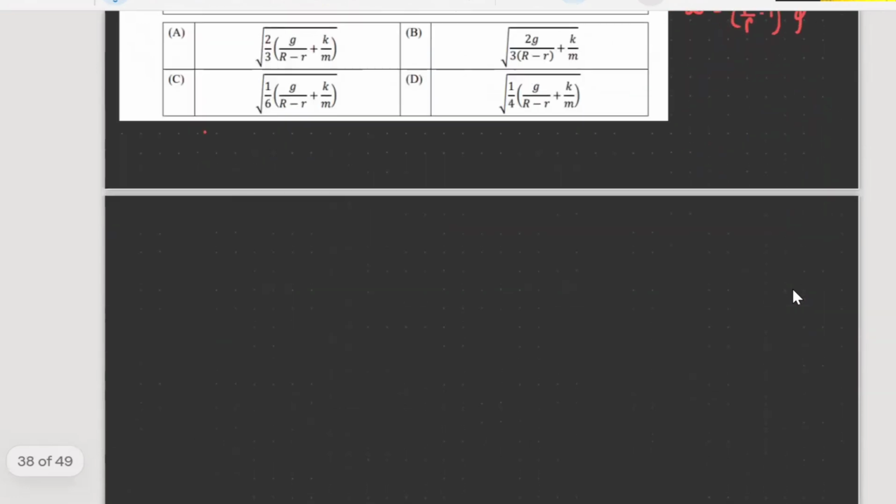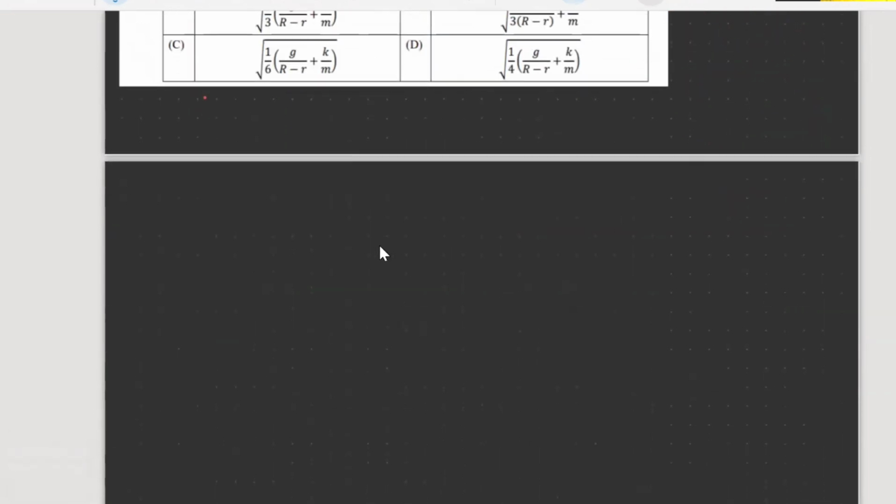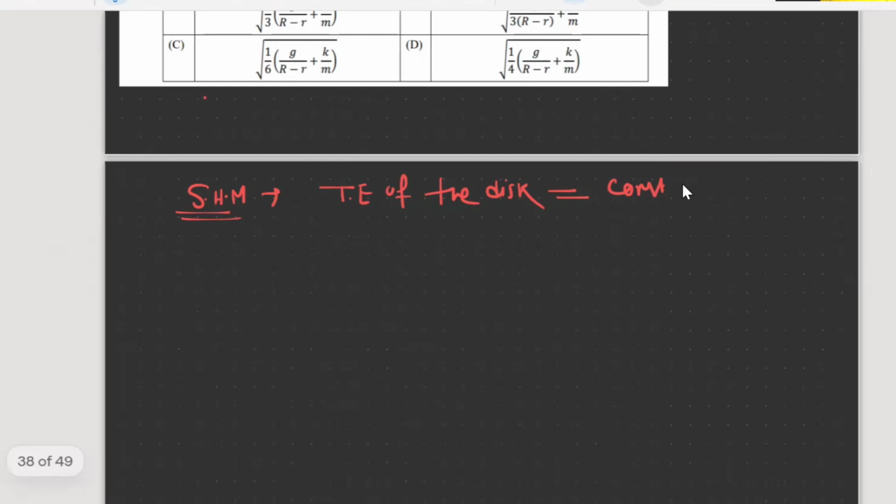Now, we know that in SHM, as there is no dissipative force, the total energy of the disk will be conserved. Or we'll write that the total energy of the disk is constant. So kinetic energy will be converted to potential energy, and potential energy will be converted to kinetic energy, and this will happen for infinite time. So the total energy of the disk is constant.